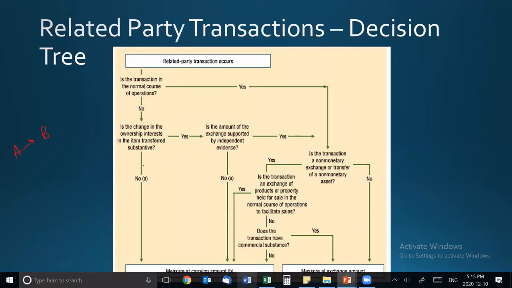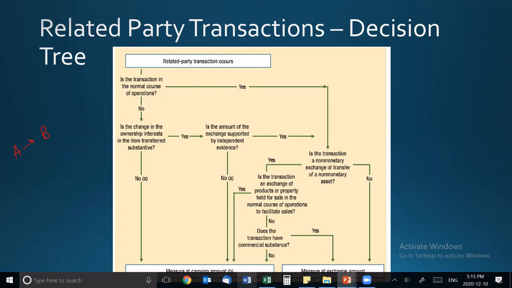If you answer no, if the ownership interests don't change, then we would measure at the carrying amount. Usually we would be saying no to this and measure at the carrying amount. If the answer is yes, then we have to find out if the exchange is supported by independent evidence. If no, measure at the carrying amount. If yes, then we go through this part of the decision tree, which is the same as, is the transaction in the normal course of operations? If yes, then we'll go down to the next question.